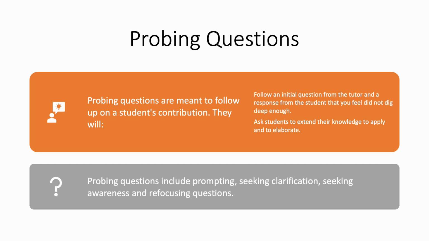And then my second little color block here just talks about the different types of probing questions. So we've got prompting questions, which are open-ended inquiries that encourage further elaboration. So you can ask, what led you to that conclusion? Then there are clarification-seeking questions. So when a response is unclear, you just ask for clarity with a question like, could you explain that part with a little more detail? Or there's seeking awareness questions. So these questions help students become a little more aware of their thought processes. So you can ask, what assumptions are being made when you make this claim?